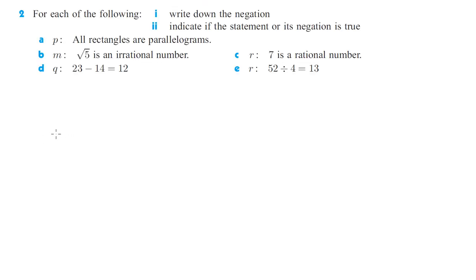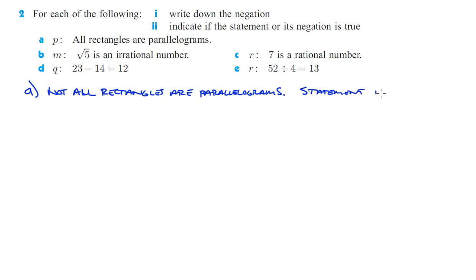For each of the following, write down the negation and then indicate if the statement or its negation is true. Okay, so A. So the negation of that would be not all rectangles are parallelograms. Okay, so not all rectangles are parallelograms. That's the negation, and then it says indicate if the statement or the negation is true. So all rectangles are parallelograms, so that means the statement is true. Okay, statement is true.